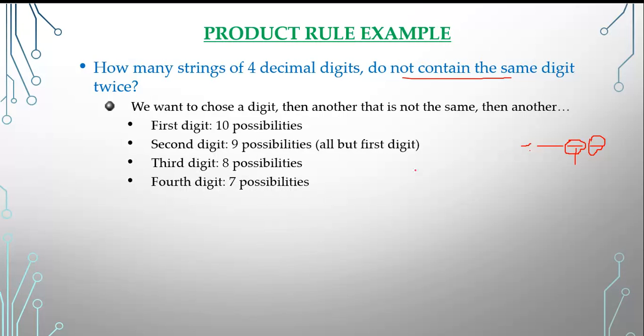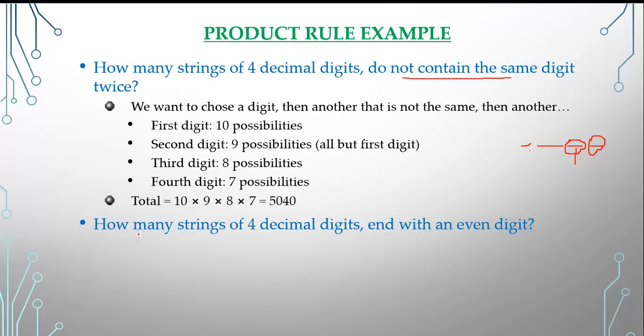So what is the total number of ways to fill the digits? That is 10 multiplied by 9 multiplied by 8 multiplied by 7. So that is 5040 ways to make the 4-digit string. Clear? Now, the next one says: how many strings of 4 decimal digits end with an even digit?